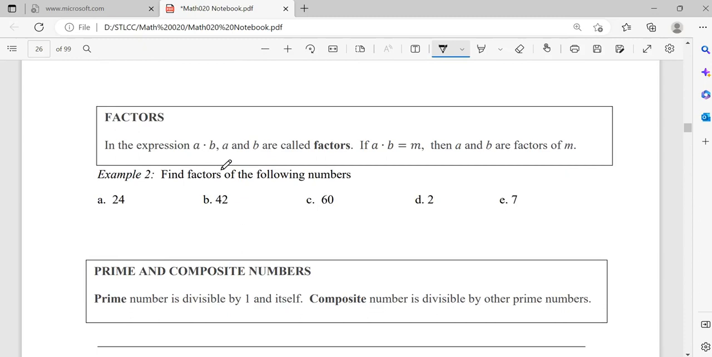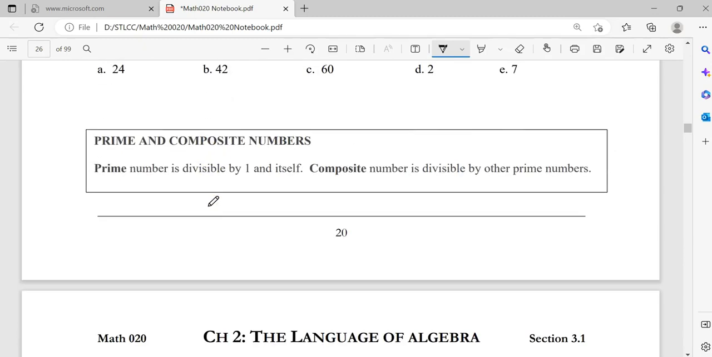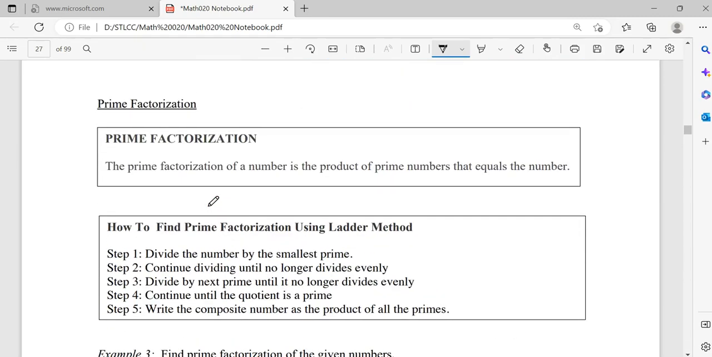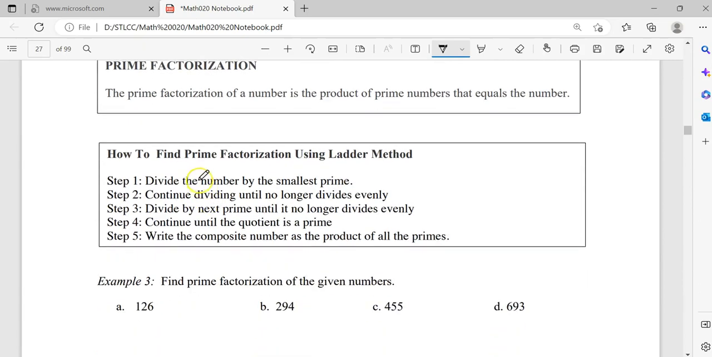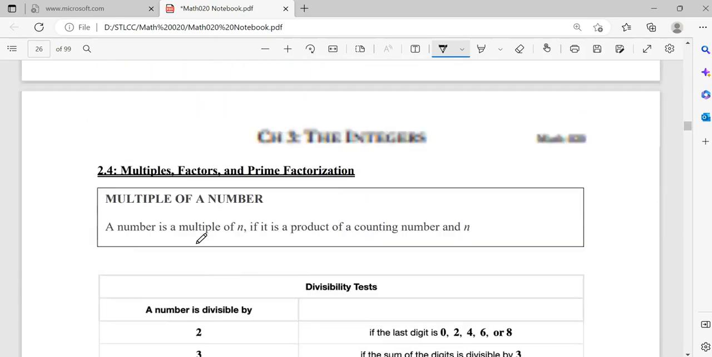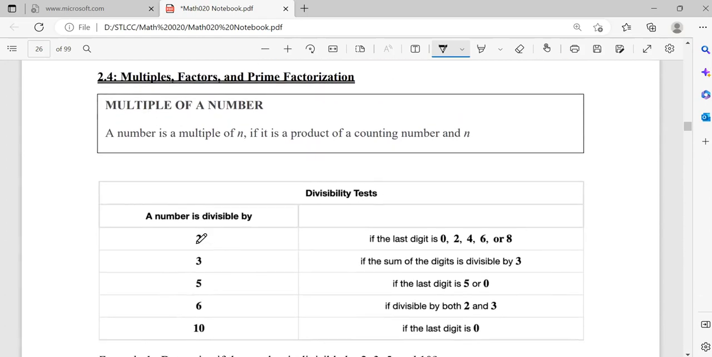We're going to talk about the factors, which will pretty much get us ready to do fractions in chapter 4, in unit 4. We'll talk about prime and composite numbers, and we will do some prime factorization. I am going to use the ladder method here in my lecture, and in the homework you have a video on the tree method to do the prime factorization. One of the other methods will be more comfortable, convenient to use. It's going to be your personal preference.